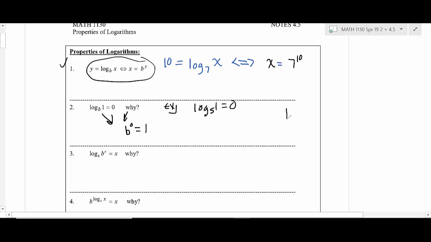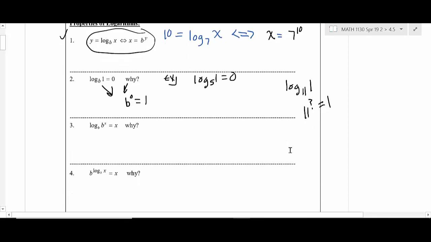So, for example, if you had log base 11 of 1, your thought process is, what power of 11 is 1? Well, that's 0, isn't it? Okay, so you figure it out as you need to. You don't have to memorize that if you don't want to. Okay, the next one's kind of the same way. You can memorize it, or you can figure it out as you get to it.